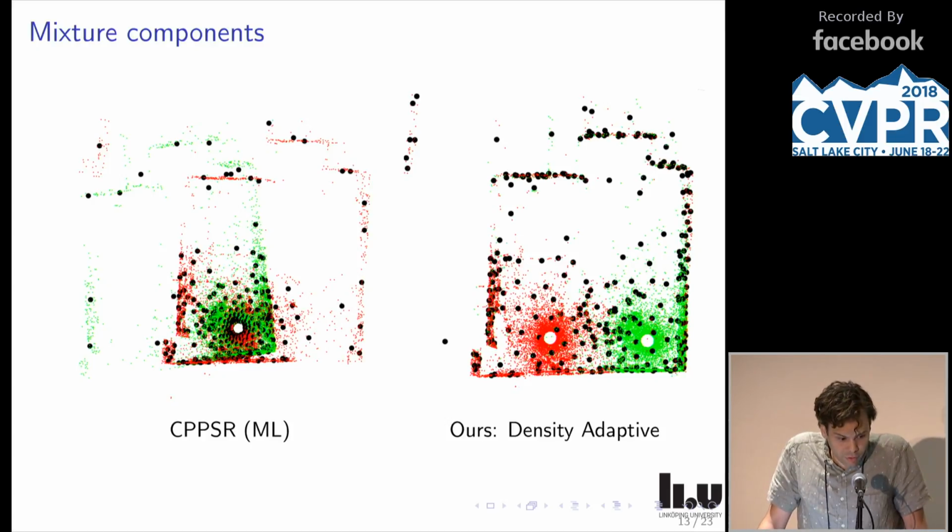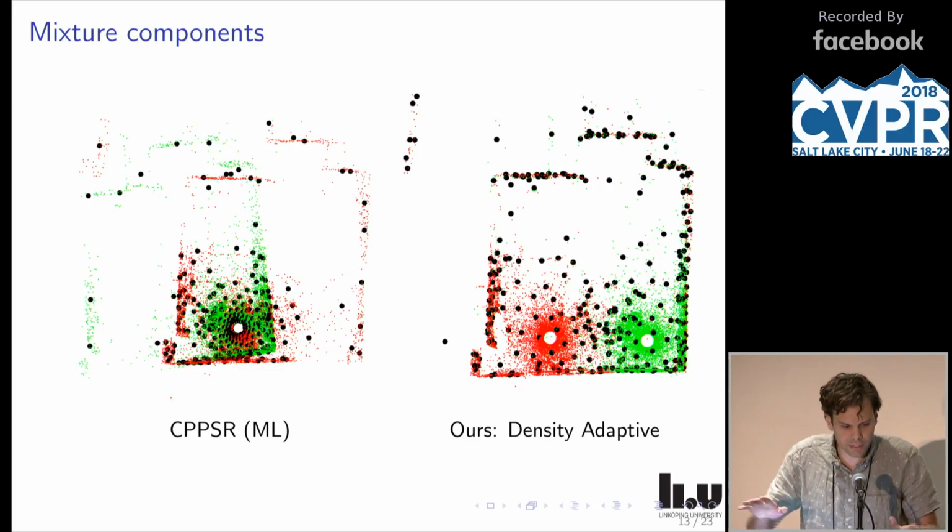As we can see, with the maximum likelihood approach the probabilistic model only focuses on the high density areas and almost ignores the outer part, the sparser areas. In our case, on the other hand, the probabilistic model nicely describes the whole scene, which is what we wanted.